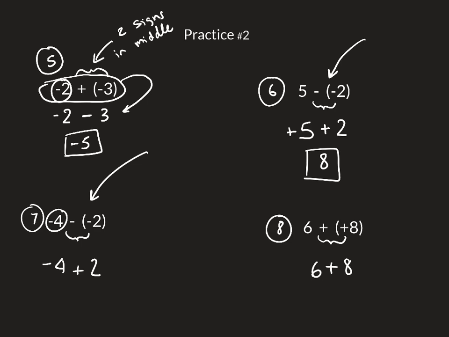Now for number 7, it's going to be negative 4 plus 2. And the signs are different, so you're going to get a difference. It's going to be 2. And the sign is going to be whatever number is normally bigger. And that's a 4 that's normally bigger, and it's going to be a negative 2. Because the 4 is negative 4, right?